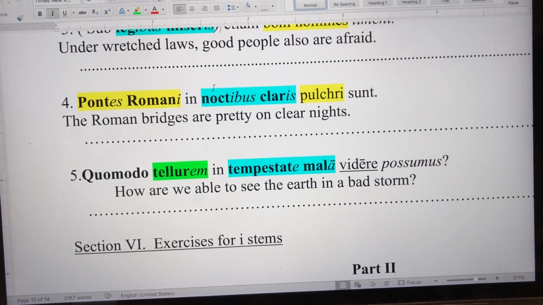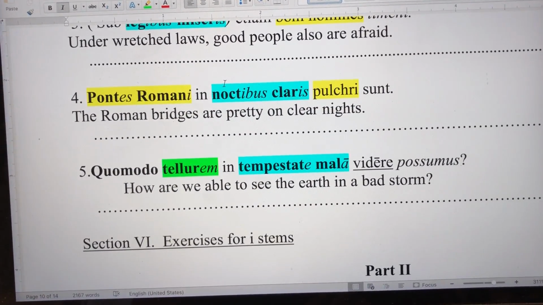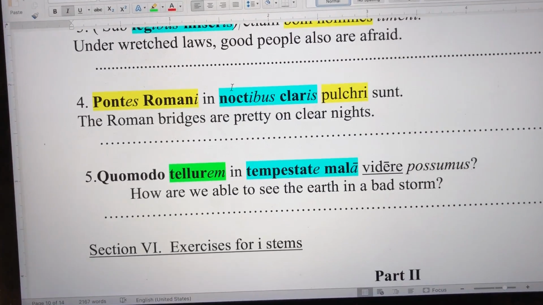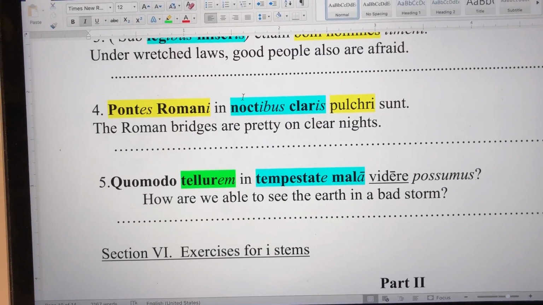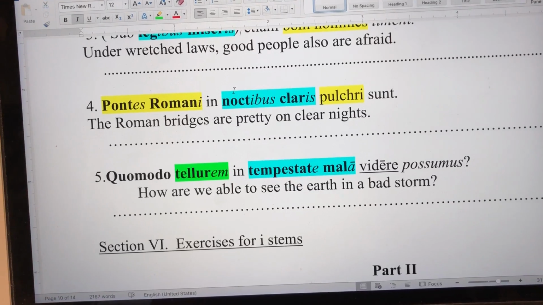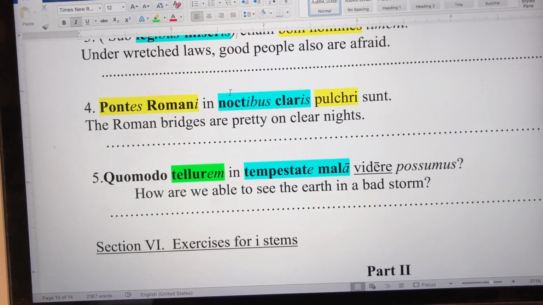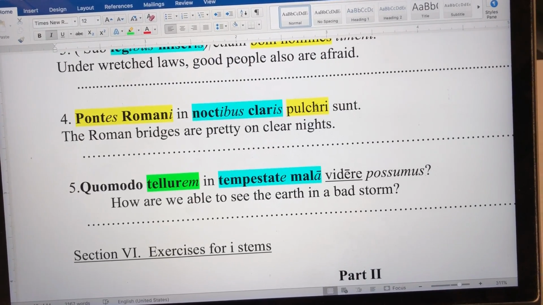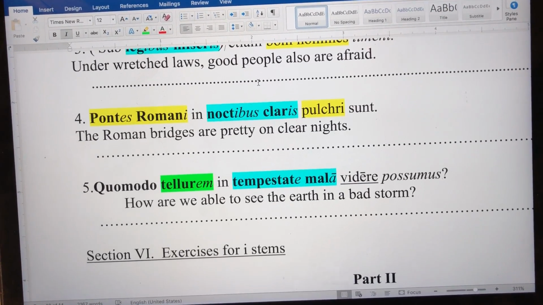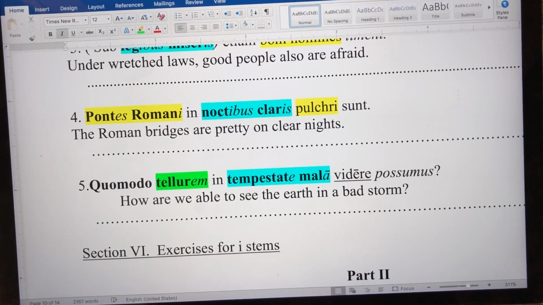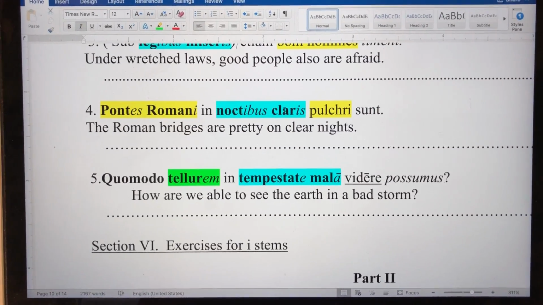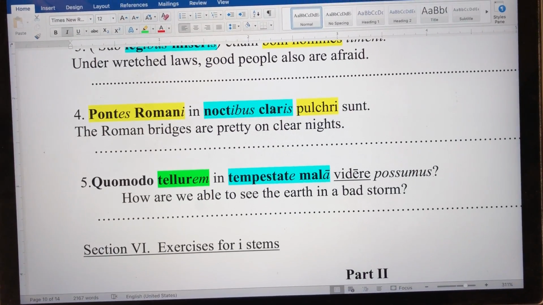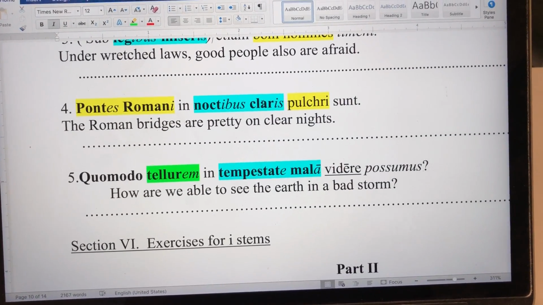Next one, pontes Romani in noctibus claris pulchri sunt. So, the pontes is the bridges, and that is nominative plural. And they are Romani, the Roman bridges. And the other word that is also nominative is pulchri. And then the in noctibus claris is just when that is. The Roman bridges are pretty on clear nights.